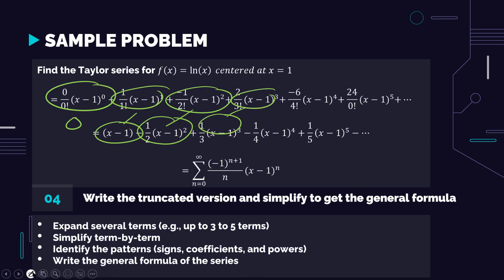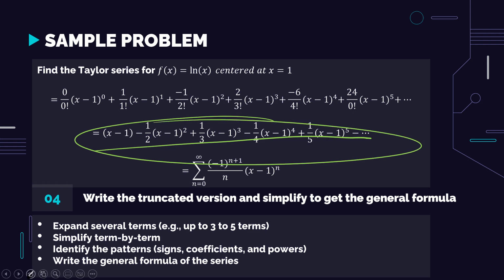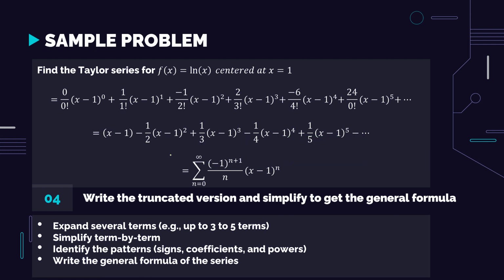Okay, next, after you simplify, let's evaluate this. As you can see, we have this pattern, no? Our sign changes. So we have positive here, negative here, positive here, negative here, positive.